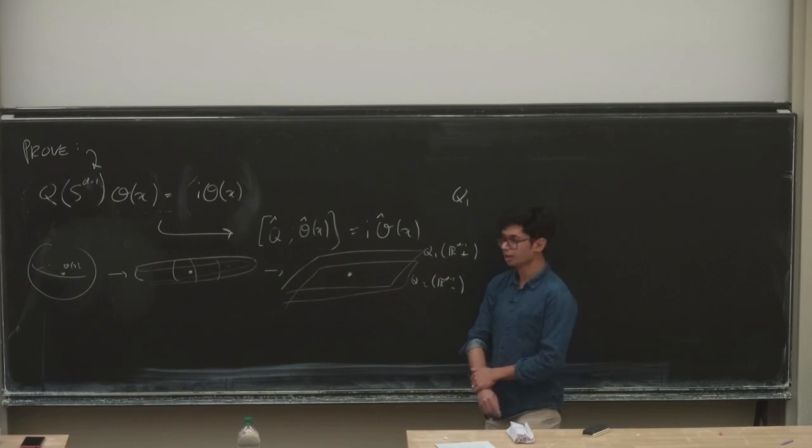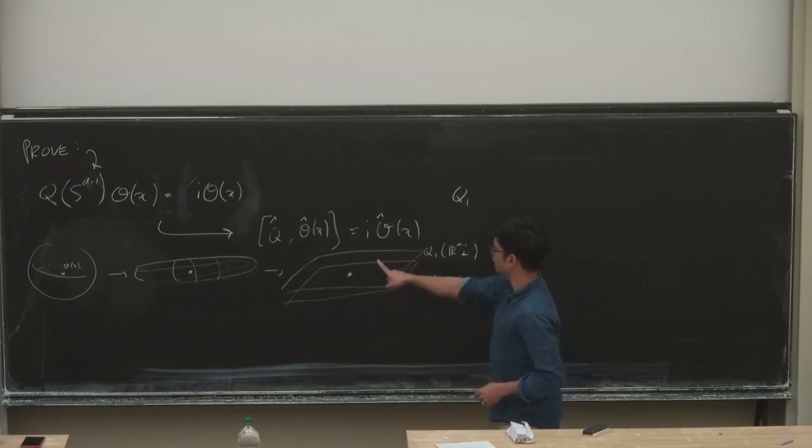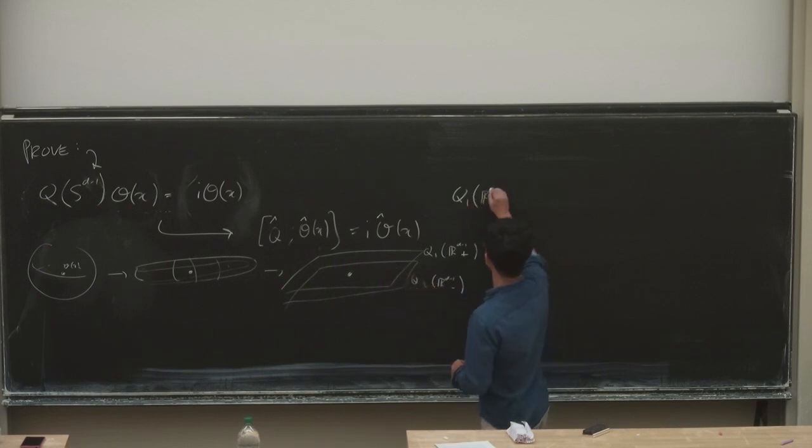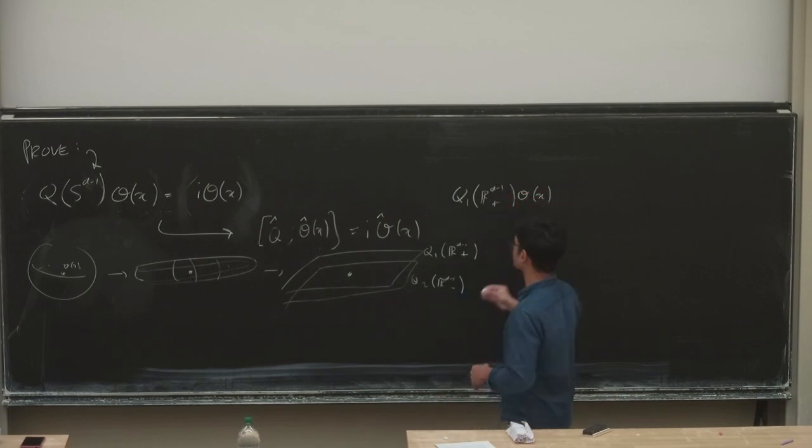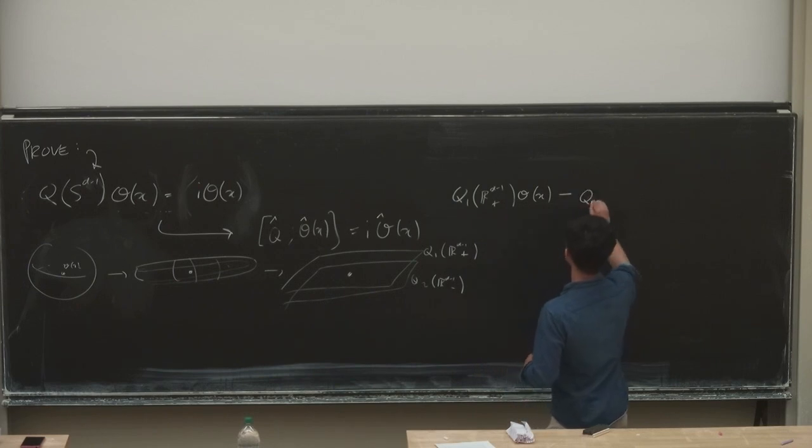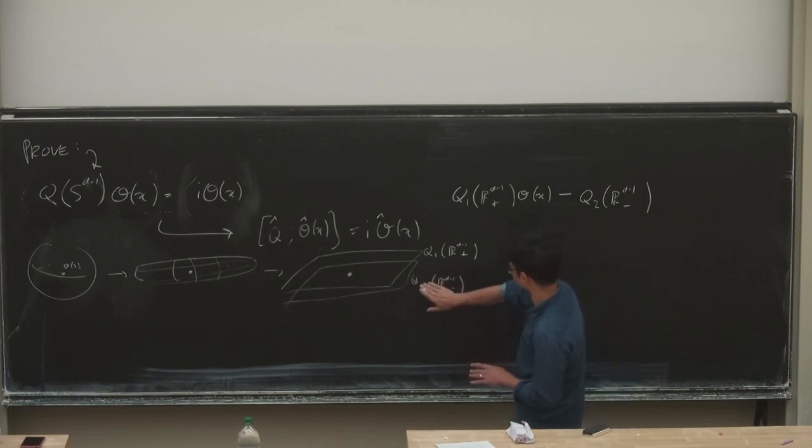So in the path integral, now there are two terms. One of them comes from the top one, which is Q1 on R_{d-1}^+ times O of x. And one comes from the bottom one, which is minus Q2 on R_{d-1}^-. I guess I didn't need this much notation, to be honest. They're just both Q.